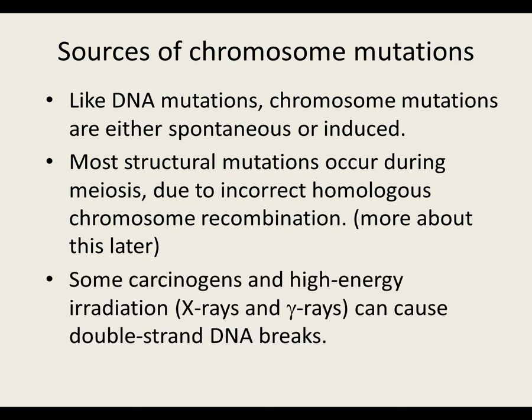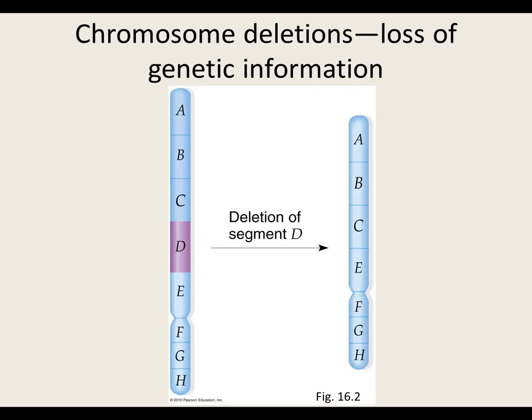Sometimes, though, environmental stressors like X-rays and other high-energy radiation will cause breaks in the DNA, which causes chromosomal rearrangements. A lot of chemicals can do the same thing. So, what are some of the examples? Well, one of them is called a deletion. Now, we've looked at deletions on the level of base pairs, but this is a deletion of a large segment of a chromosome, anywhere from tens to hundreds to thousands to millions of base pairs in length.